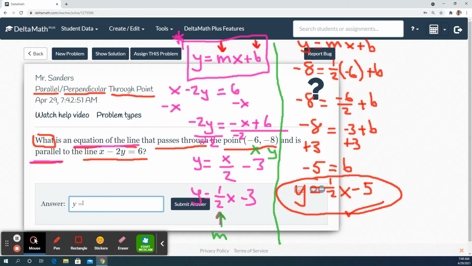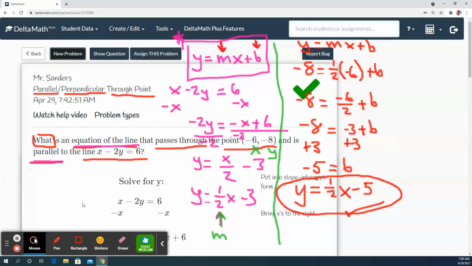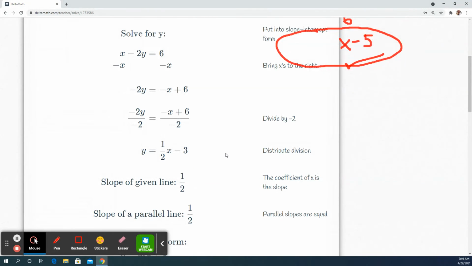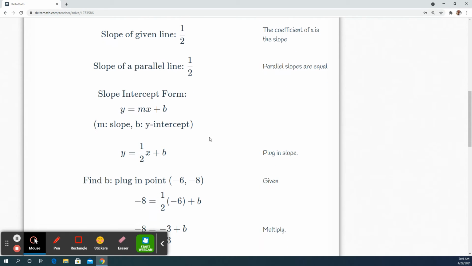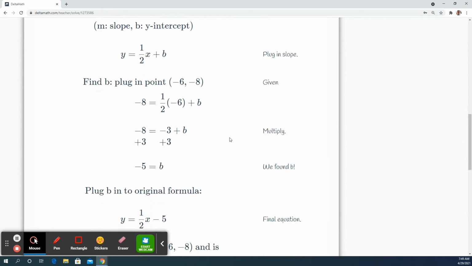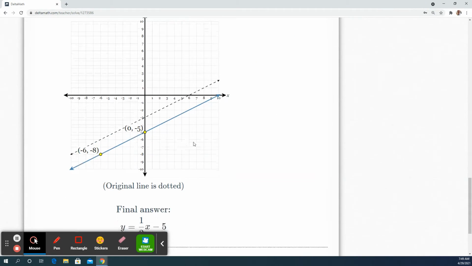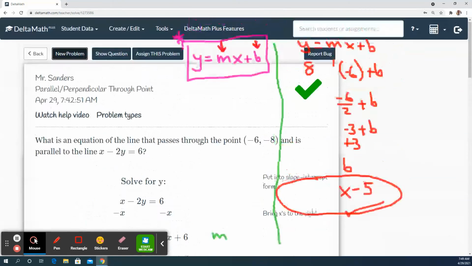Y equals 1 divided by 2, x minus 5. Fair work. You have to take that equation and solve for y. There's the slope. Looks like they're using the same strategy as I did, and plug everything in. And they even graphed it so you can see what it looks like, what it means to be parallel. All right.